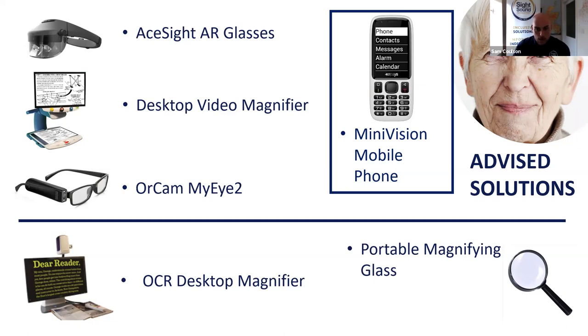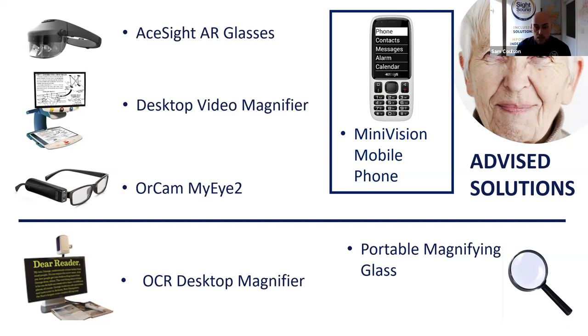And then also I've added this as a little additional extra, the Mini Vision mobile phone. This is a fully accessible, visually impaired friendly mobile phone, essentially. Now, I've added this purely because of the current environment that we're in, the lockdown period still.